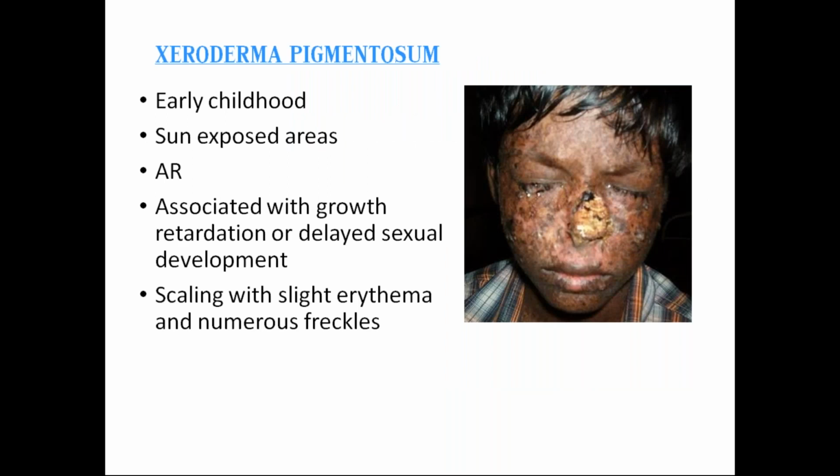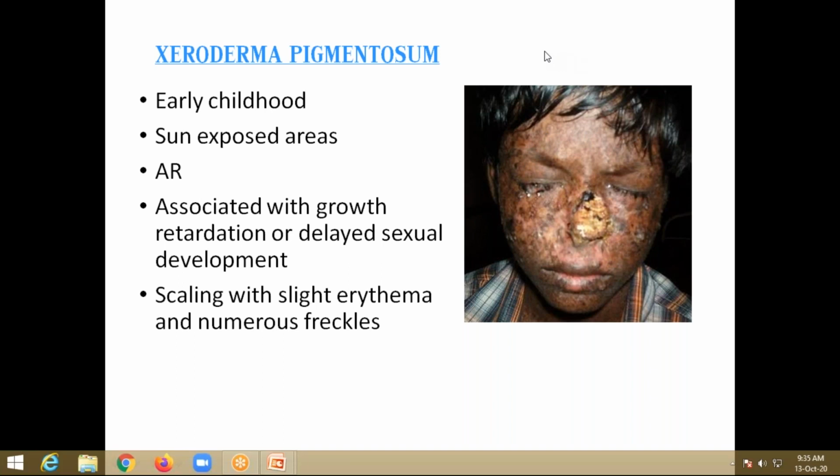Next is an example of xeroderma pigmentosa. It is a common autosomal recessive condition, and it is associated with growth retardation or delayed sexual development, and scaling with erythema and numerous freckles. This is a problem in the genes which is seen as this particular condition. These are also highly precancerous lesions. Xeroderma pigmentosa is commonly seen in early childhood.